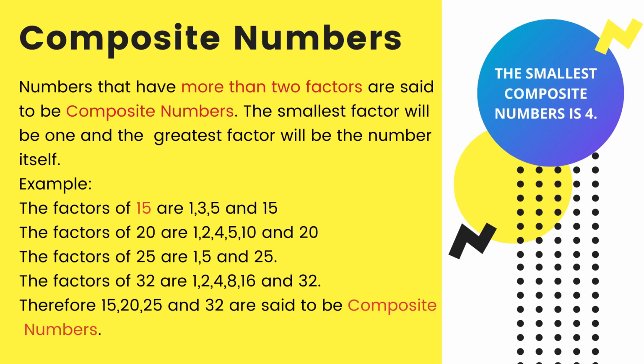The factors of 15 are 1, 3, 5 and 15, as 1 into 15 gives us 15 and 3 5s give us 15. Similarly, the factors for 20 are 1, 2, 4, 5, 10 and 20, as 1 into 20 gives us 20, 2 10s equals 20 and 4 5s equals 20. The smallest composite number is 4.